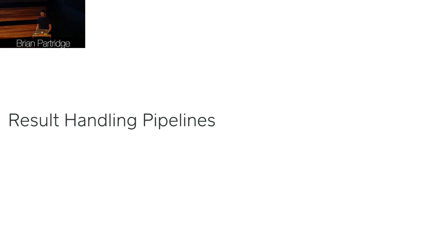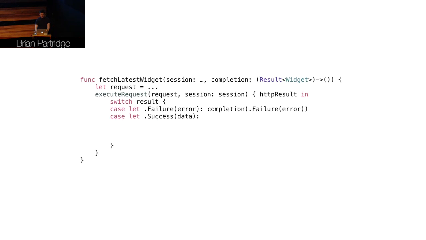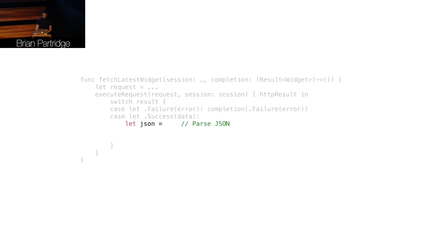So now that we've converted our HTTP request handling to use result, let's consider a more complicated use case. In the previous case, we instantiate a widget from the NSData, but it's not always that simple. We may need to do more parsing or validation of the data in order to create the widget. So in the previous example, we have the switch statement, we're still passing the failure case through, but in our success case, we need to do more work. We need to parse the JSON from the data, we need to instantiate the widget from the parsed JSON, and then we need to call our completion block.